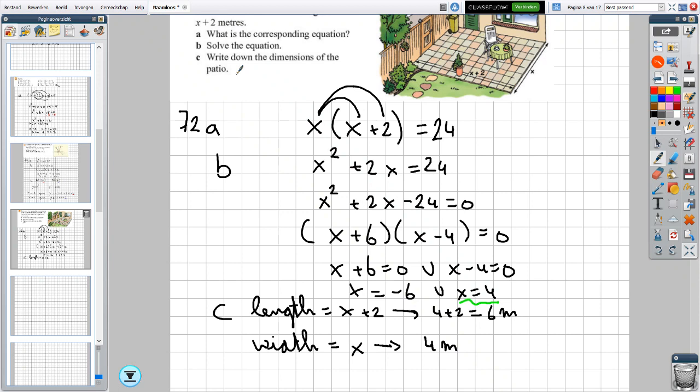If you take a look at exercise 73 and 74, which are also exercises like this, be careful of what they ask you, right? Sometimes it's nice to make a new sketch for yourself as well. Here you could have made a sketch, but this picture is quite clear, I think. If it's not clear to you what they mean, always make a sketch first. Okay? Good luck.